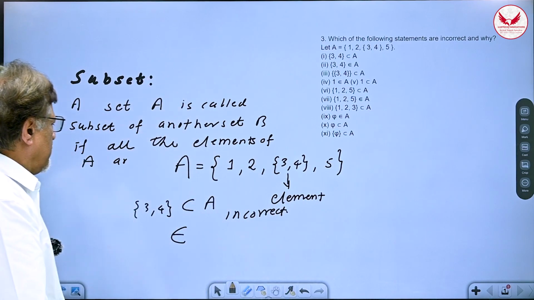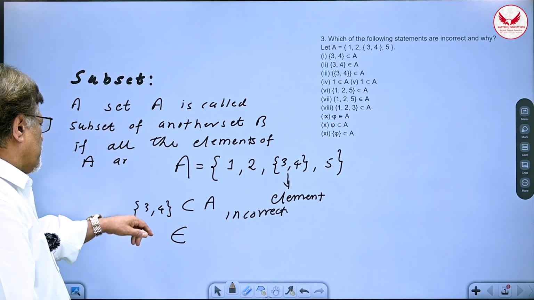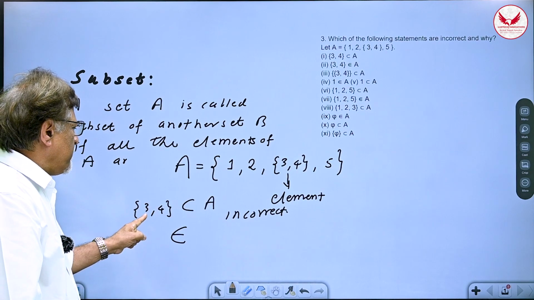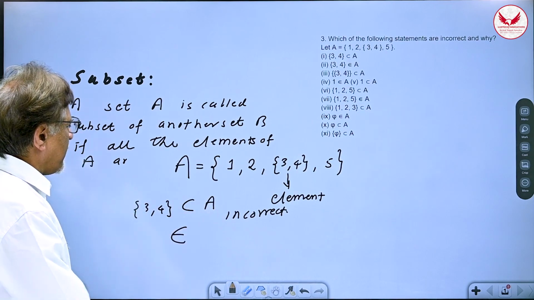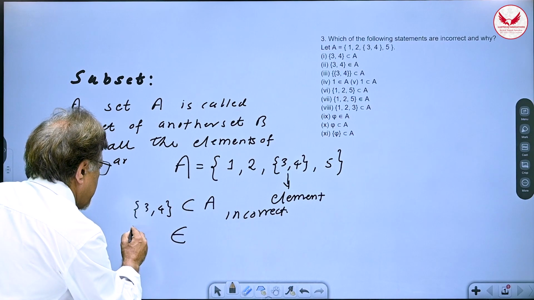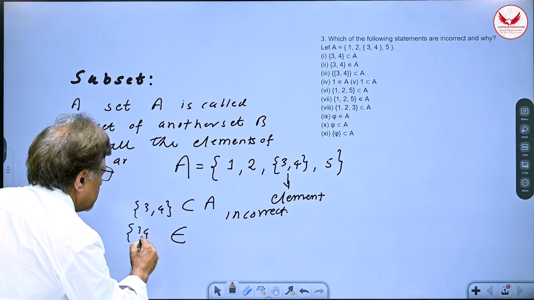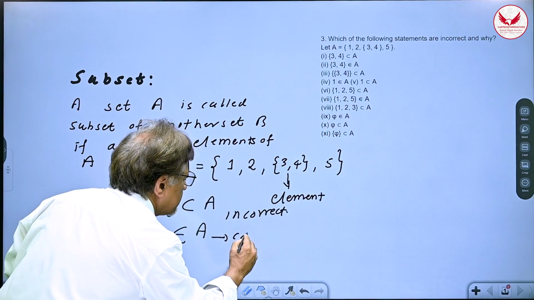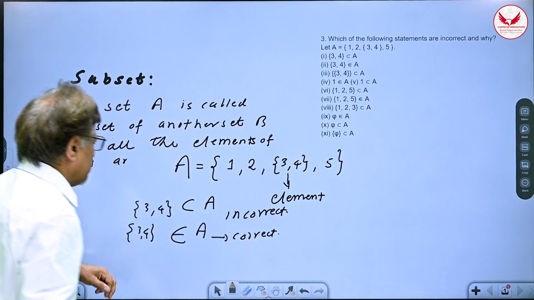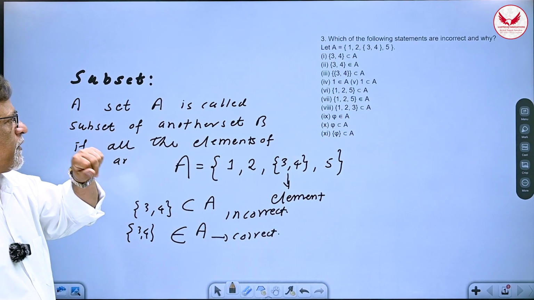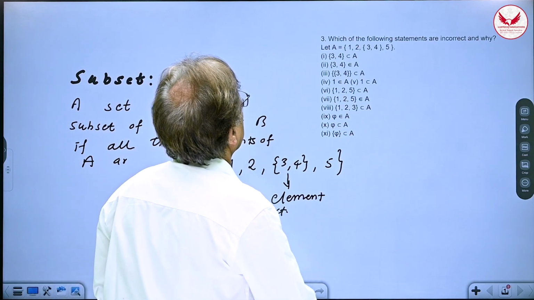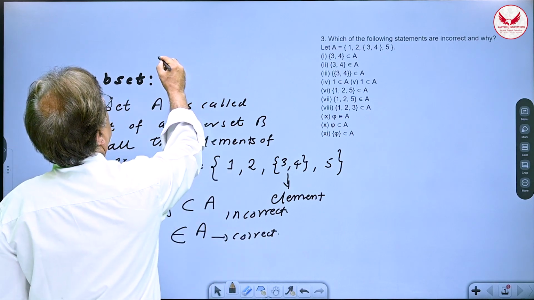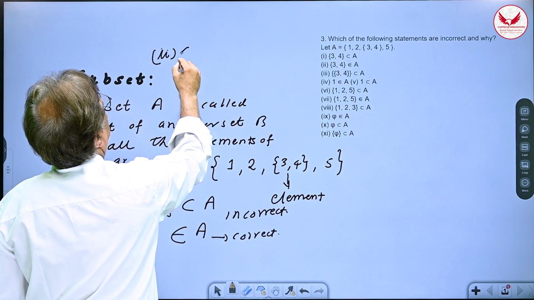I repeat again, why is this statement incorrect? Because this is not a set. As far as A is concerned, this is just an element. And an element is not a subset, okay? An element is contained. So if I say {3, 4} belongs to A, then it will be correct. This is an incorrect statement, this is a correct statement. Okay. Now, in other words, this is a correct statement. So the second is correct.